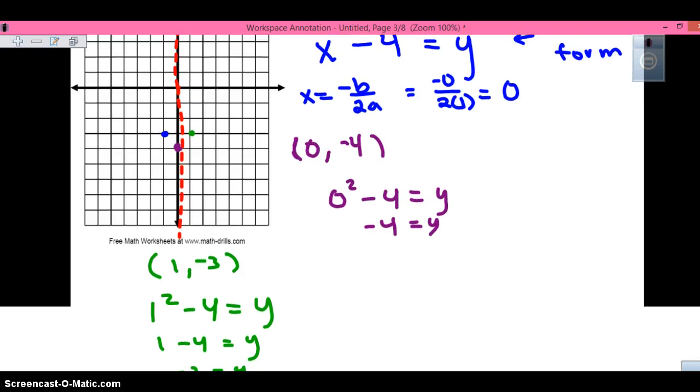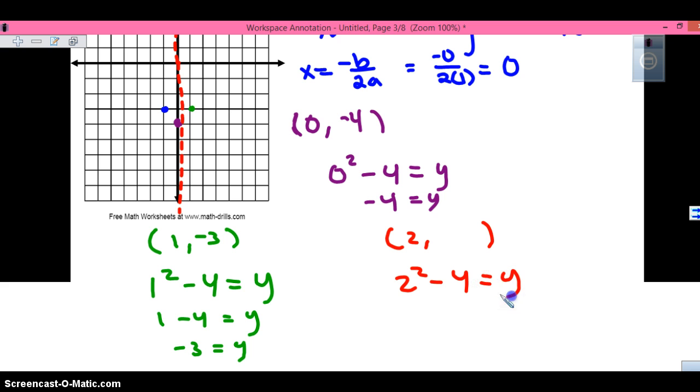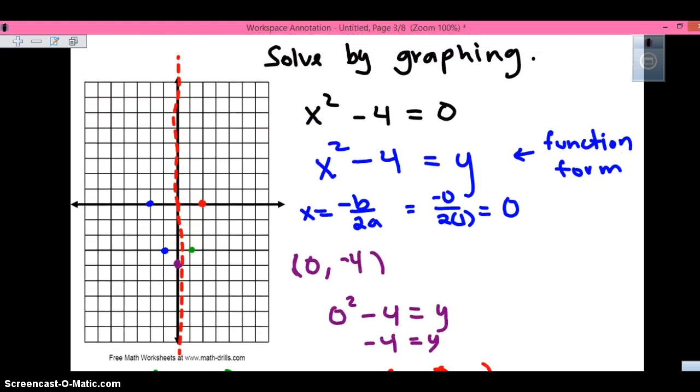Can we look for another ordered pair? So let's say we want x to equal 2. What would y equal? So 2 squared minus 4 equals y. 4 minus 4 equals y. That means 0 equals y. That means at 2, 0, right here. Can we mirror the point to the other side? Right here. Can we draw our parabola now?